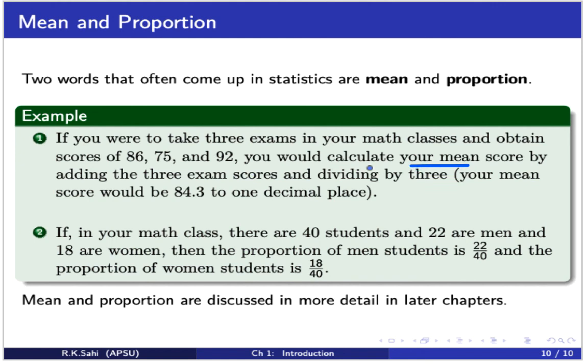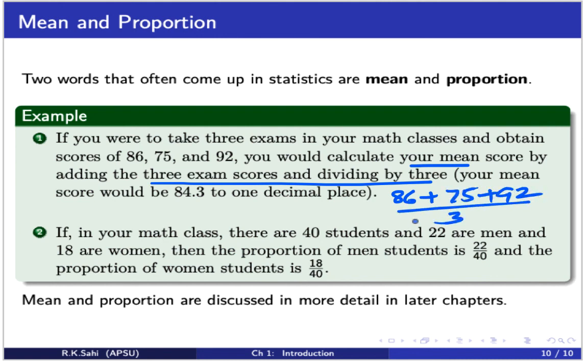And how do you calculate your mean score? You add these 3 exam scores and divide by the number 3. So in this sense, what is the average of your math scores? It is nothing but 86 plus 75 plus 92 divided by 3. When you do the math, you get that answer to be equal to 84.3.